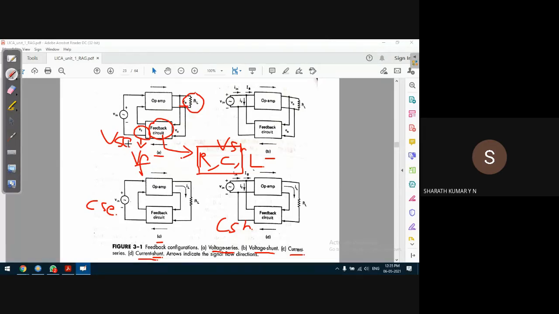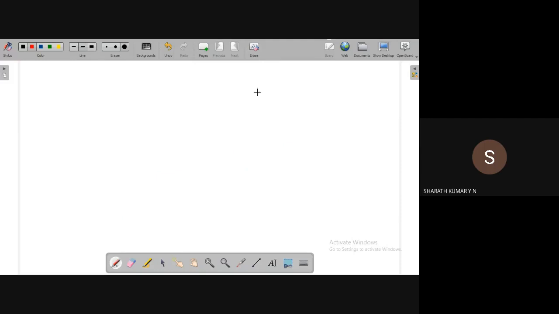So this we call a voltage series. Why series? Because the feedback voltage is in series with the input voltage applied. We are also applying the input voltage, not just the feedback voltage. An example of this is the non-inverting amplifier. We have seen this non-inverting. I'll write these three circuits, guys.